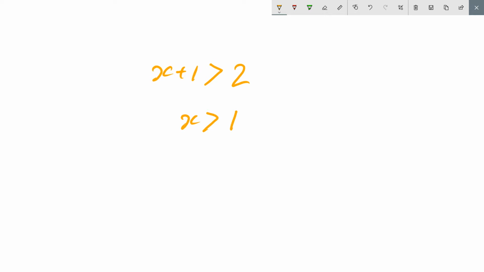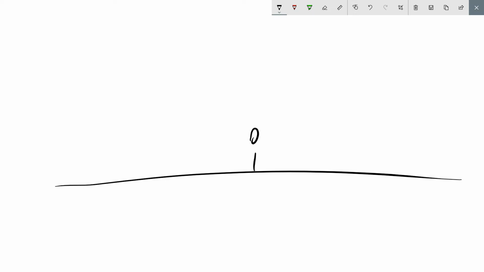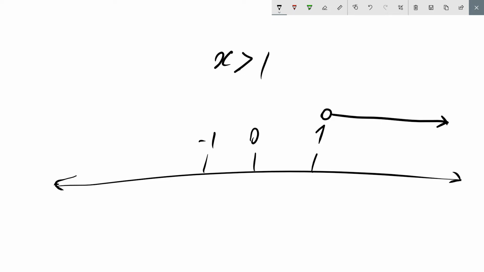Sometimes you'll be asked to construct this on a number line. Here's our number line. There's 0. We said x has to be greater than 1. So there's 1, and here's -1, and we don't really care about the other sides. Now, pay attention to the inequality here. It is greater than, but not equal to. So x is not 1. So we put a circle at 1, and then we draw an arrow out to represent all the numbers after that. So stop here, but don't actually include 1.